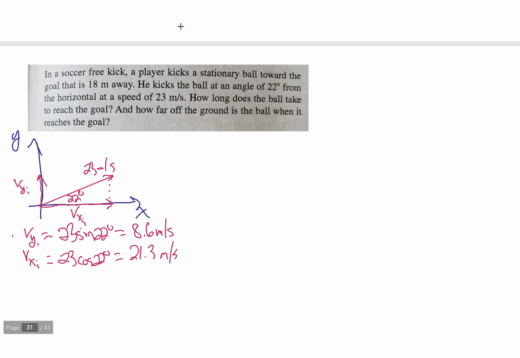Well, we know x sub i, the initial position, is 0 meters. We know x sub f, the final position, is 18 meters away. We know y sub i, it was on the ground, so that's 0 meters. And we know t sub i, we can start time when the ball is kicked, that's 0 seconds. We know theta, it's 22 degrees.